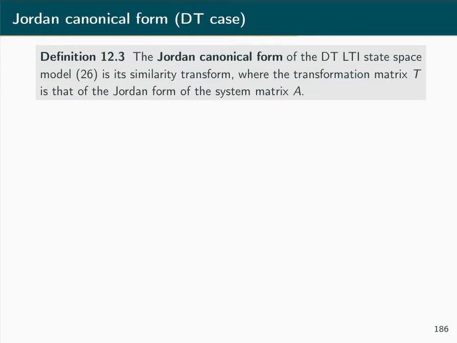So far, we have not talked about the selection of the transformation matrix T. In principle, the formulas for the similarity transformation work for any selection of T. However, there are a small number of transformation matrices which are of particular importance. The first one is stated in definition 12.3, where the transformation matrix T is selected as the transformation matrix of the Jordan form of the system matrix A. And if this particular transformation matrix is selected, then the corresponding similarity transform is called the Jordan canonical form of the original state space model in 26.